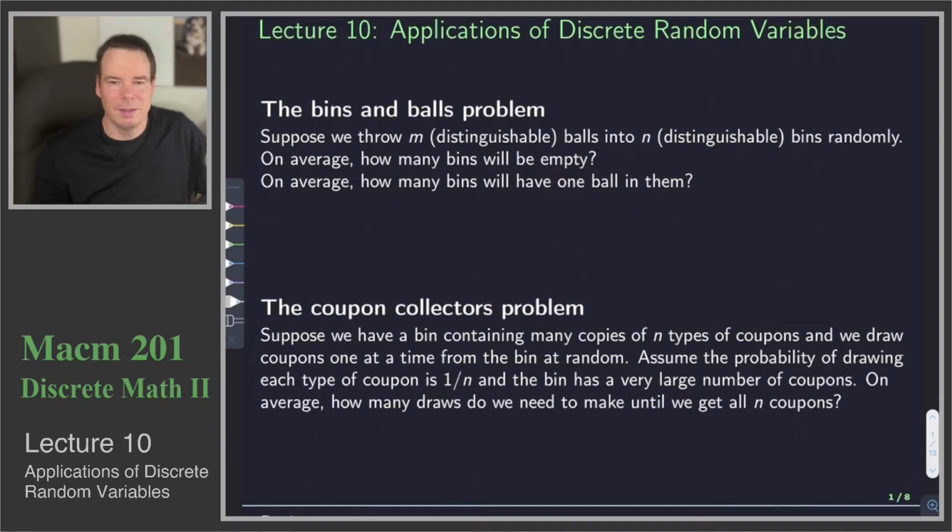Hi everyone, welcome back. This is our last lecture on probability, and in it we're going to do a couple of applications of discrete random variables. So here are the two applications we're interested in. One is known as the bins and balls problem: suppose that we throw m balls into n bins. On average, how many bins would be empty? On average, how many bins would have one ball in it? And we can continue on that line of questioning.